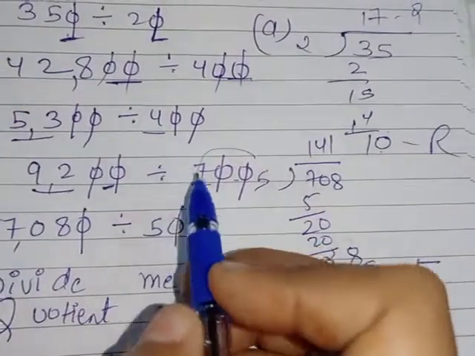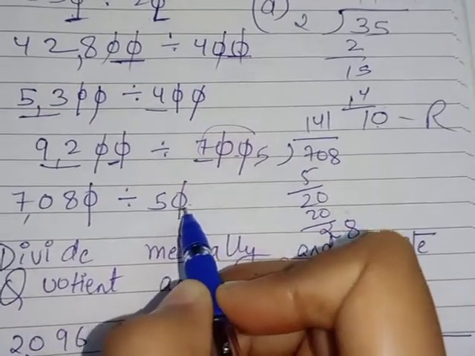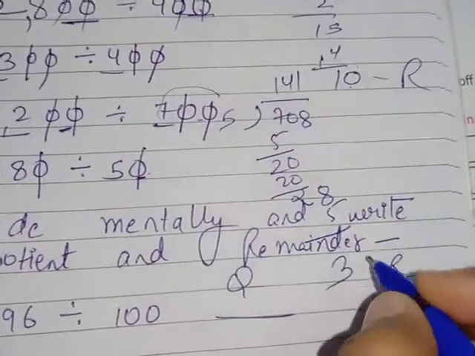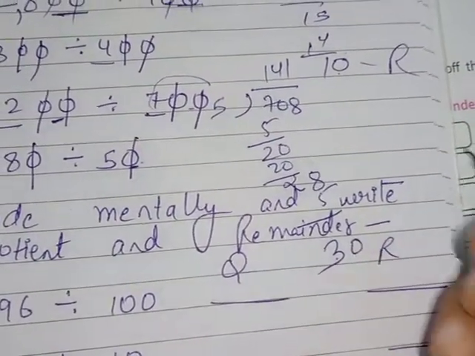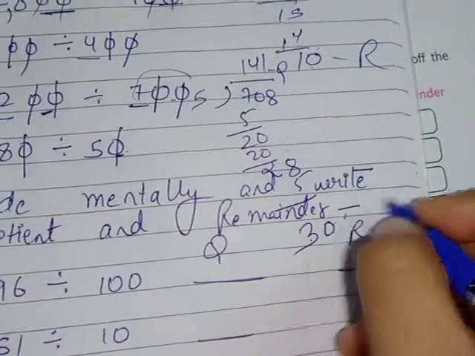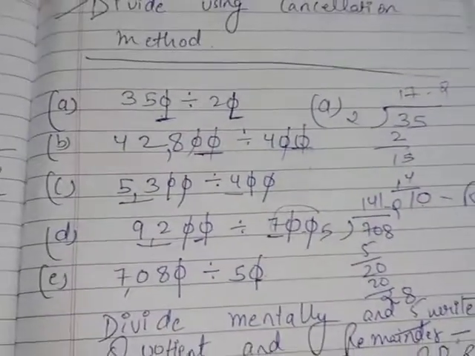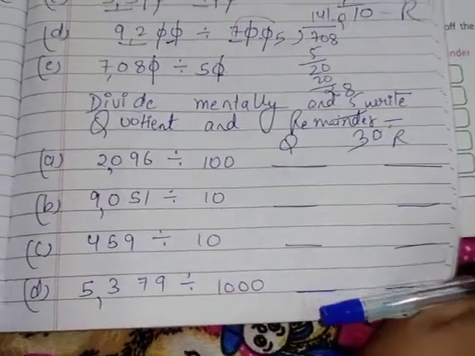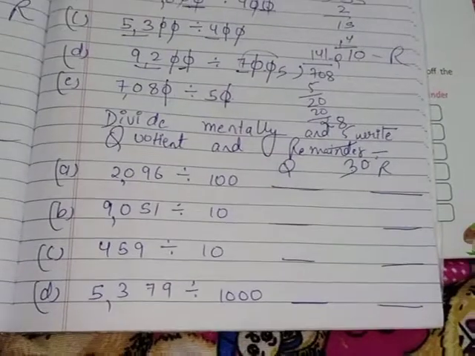What to do? Here we have cancelled only 1 zero. So whatever zeros we are dividing, that will be written down here. So in the place of 3 we will write 0 here. So your answer will be 141 in the quotient place and 30 in the remainder place. I hope the questions are clear: how to divide using the cancellation method. Next question, that is divide mentally and write quotient and remainder. I'll explain in the very next clip after this.